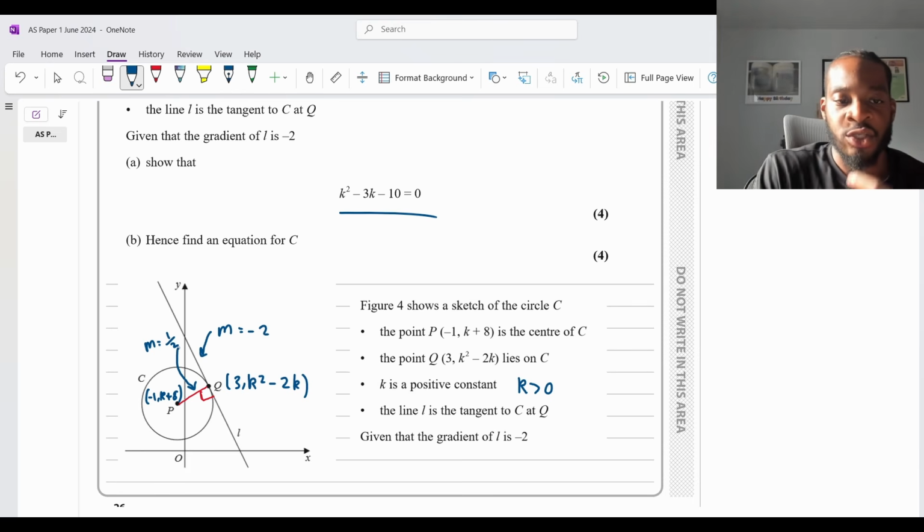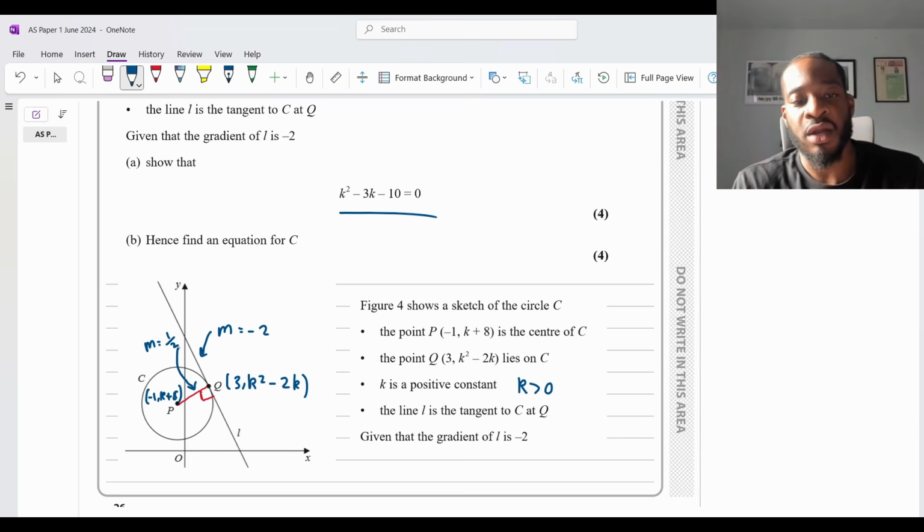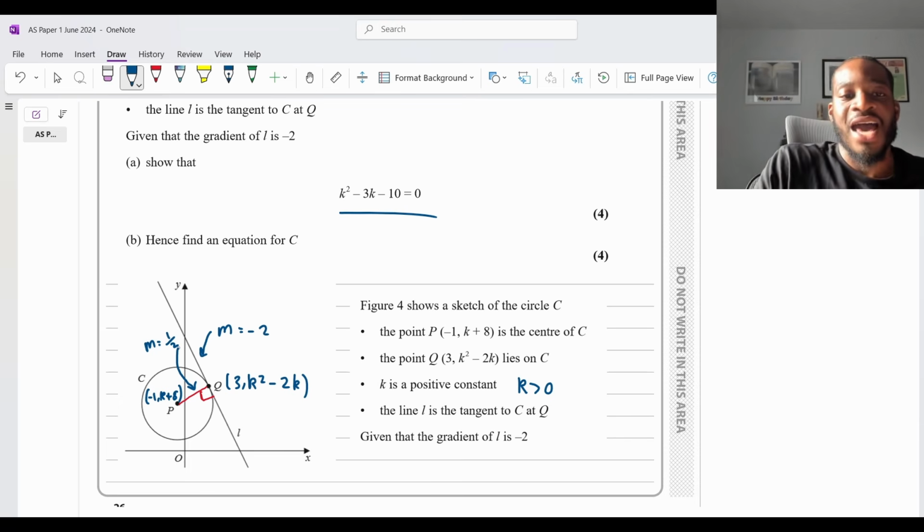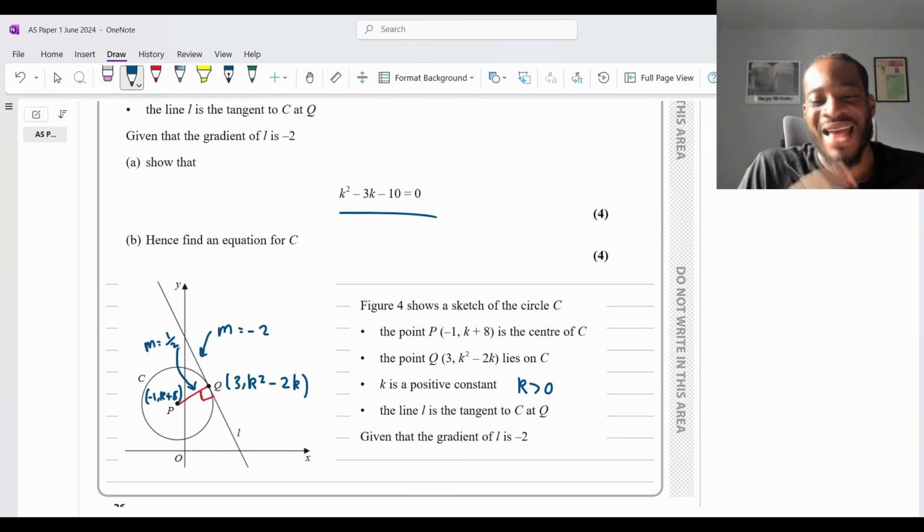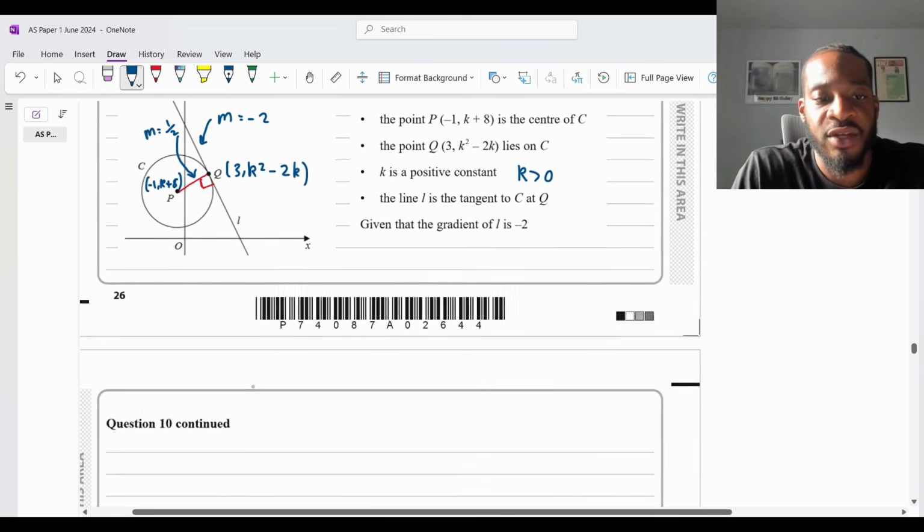We can use the change in y over change in x formula, equate it to 1/2, and that should give us our equation. So that is the type of thing you want to be doing with these types of questions, okay? So what I'm going to do is I'll do it here. I'll do it on the next page.